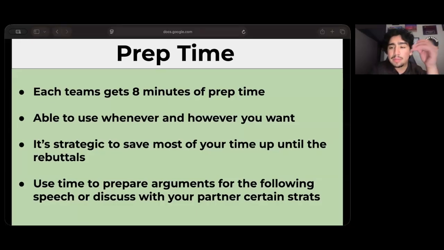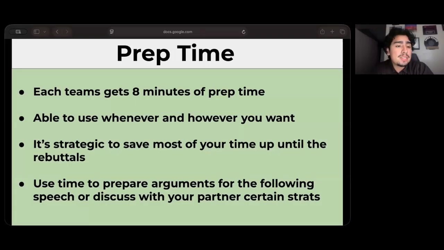But generally speaking, it is strategic to save most of your time up until the rebuttals. Ideally, as you go on in debate, your constructive speeches are going to be pre-written for the most part, but your rebuttals are where you're not necessarily going to have everything scripted out, and you shouldn't, because rebuttals are about comparing what's going on in the moment. Because of that, it's strategic to save prep time until the rebuttals, so that you have time to think about what you want to compare, what the core issues of the debate are, and what you are going to do to convince the judge that your side should win.